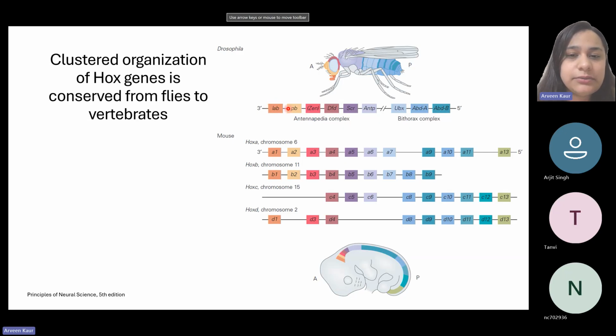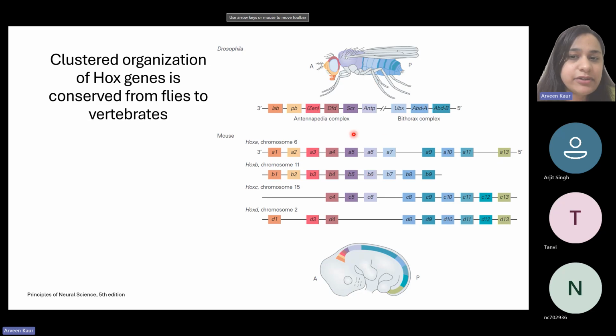In the case of Drosophila, you don't really have to get into the details of the names, but this antennapedia complex is responsible for the formation of the antenna and the head of this invertebrate, Drosophila, and the bithorax complex is responsible for the abdomen. Part of the thorax is in the antennapedia complex, and part of the thorax is in this other complex along with the abdomen.